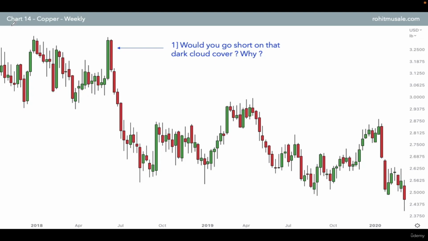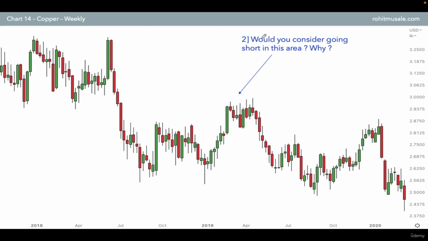Next, this is chart number 14, copper, weekly. Question 1, would you go short on the dark cloud cover? Why? So you have a dark cloud cover here. Question 2. Would you consider going short in this area? Why? So you have this area here.